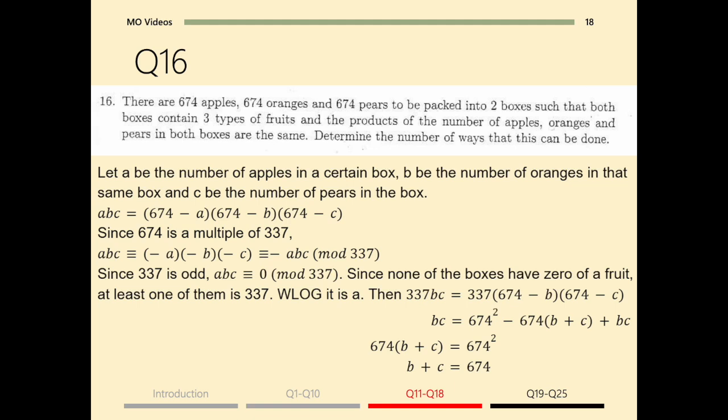Now we'll take modulo 337, since 337 is half of 674. Then we'll get ABC is congruent to negative ABC, and since 337 is odd, ABC is congruent to 0 mod 337. Since the question says both boxes contain three types of fruits, A, B, and C cannot be 0 or 674, so one of them has to be 337. Then you can do some simple algebra to find that the other two variables have to add up to 674.